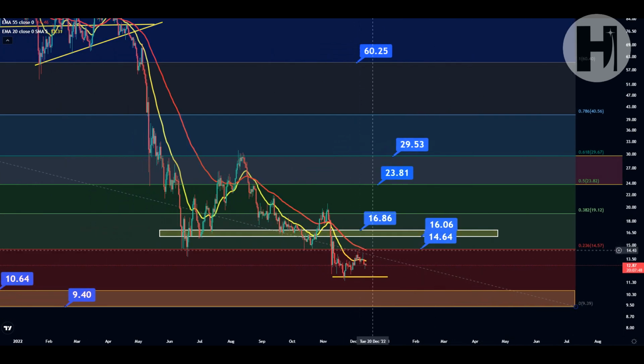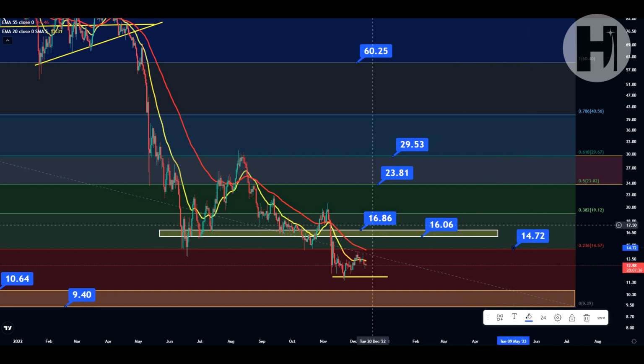So with the Fibonacci that we have here, you can target the 0.236 level. You can also target the 55 daily EMA sitting at $14.50 as well. So that's in the same area. And you also have the resistance block above us, anywhere between $16 and $16.86. That's a good level for you to be on the lookout for, to take some profits, because we lost that level as support over here.